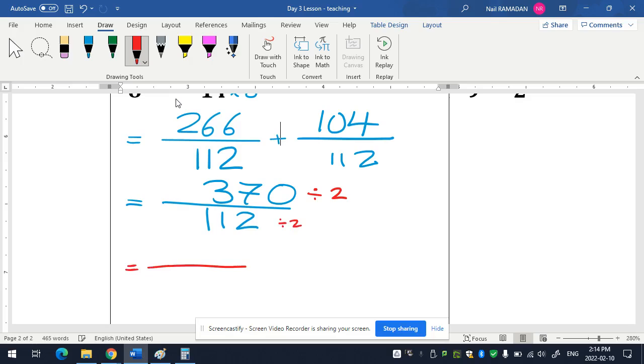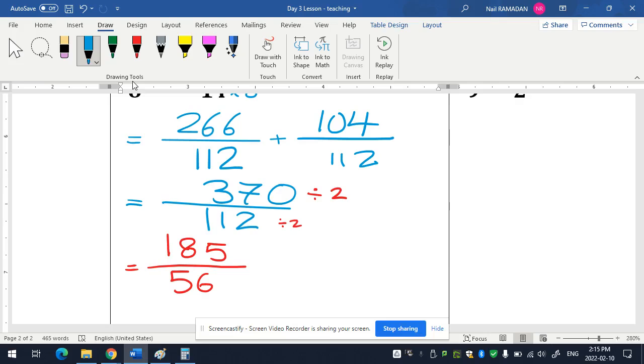What's the next step? What's 370 divided by 2? Well, 185. You got it. And 112 divided by 2 is, wait, oh, sorry, 56. Yep, 56. Okay. Now, by the way, always try to look at the smaller number first. Which one is the smaller number? Okay, everyone, let's look at 56.